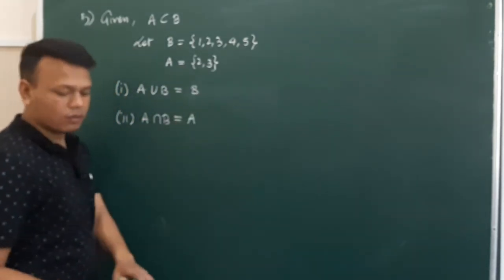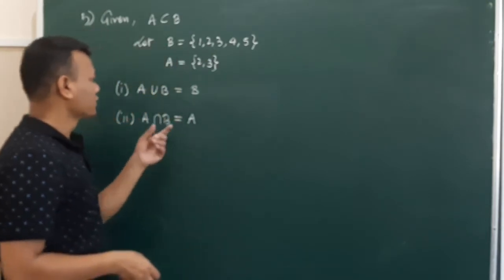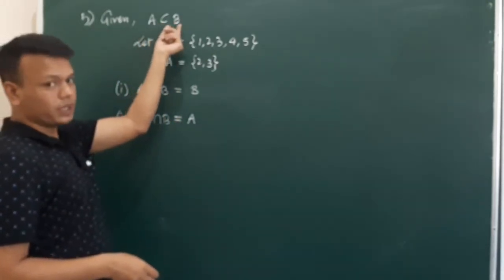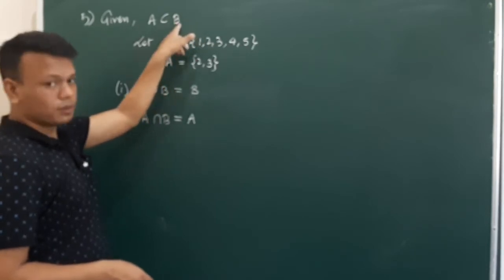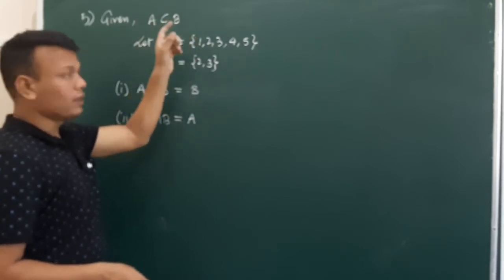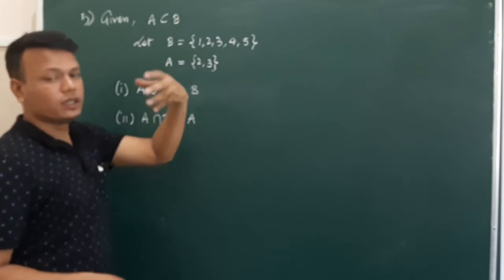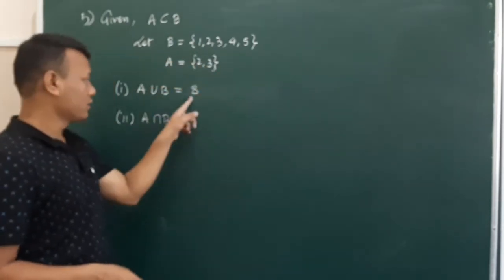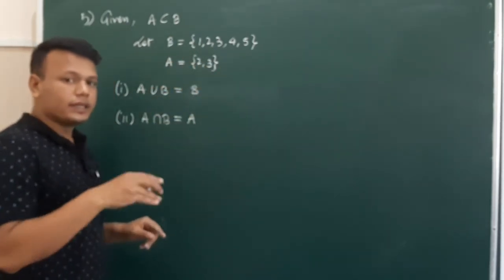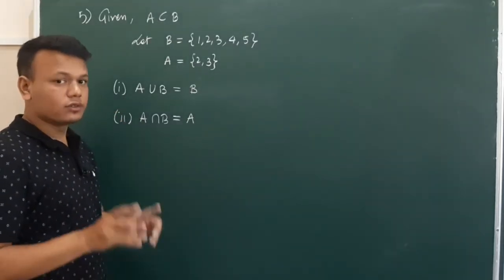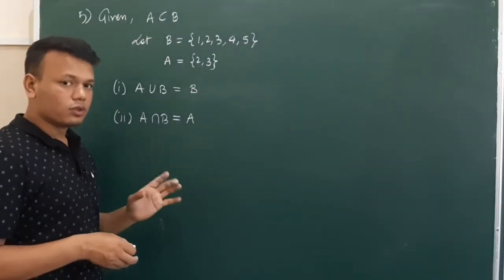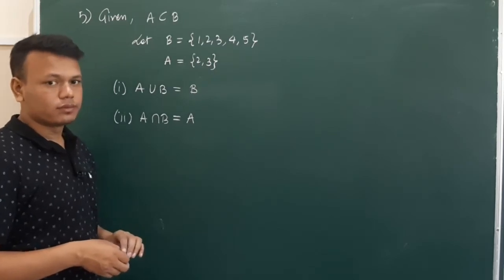Now from here, what you need to understand is, if A is a subset of B, that means B is a bigger set, right? Then their union will always be equal to the bigger set, that is B. And their intersection will always be the smaller set, that is A. All right, so that's what we need to understand here. Pause the video and note it down.